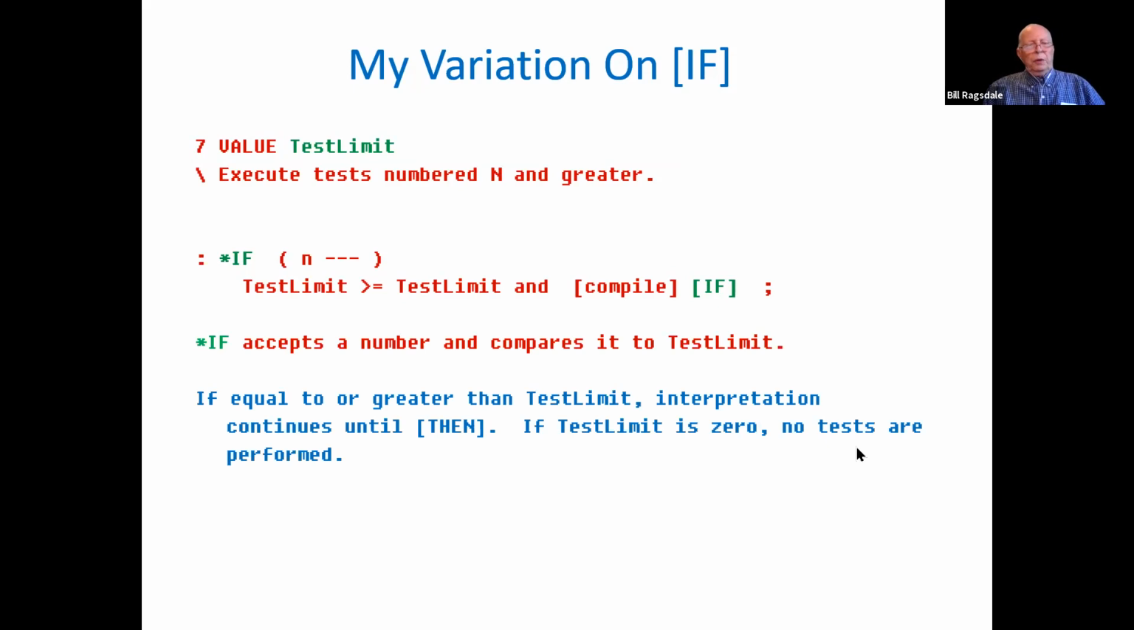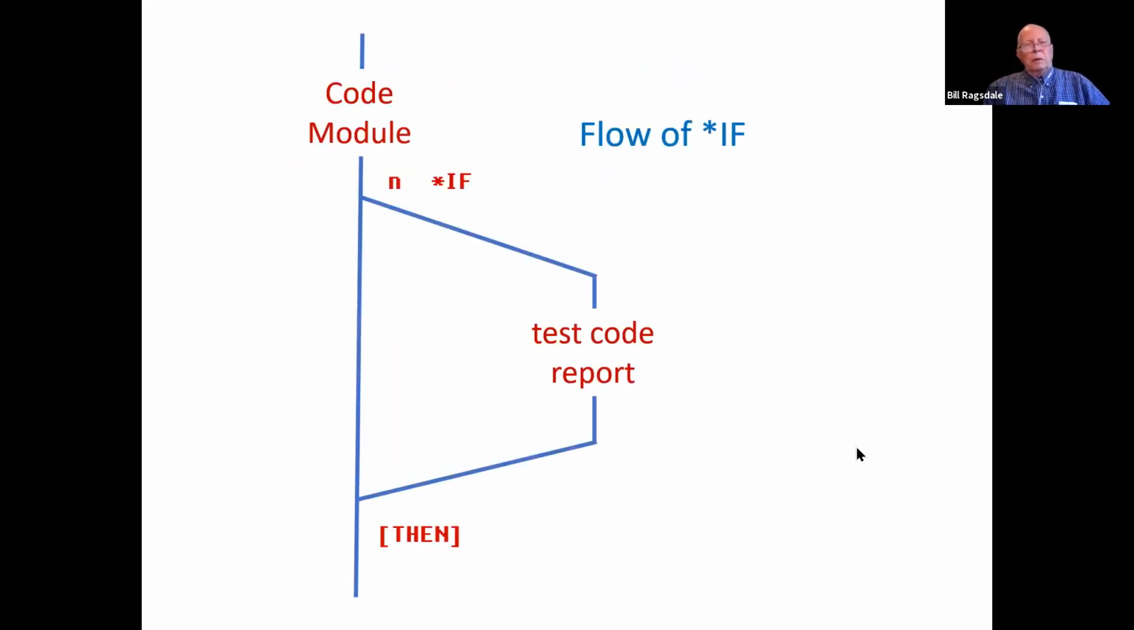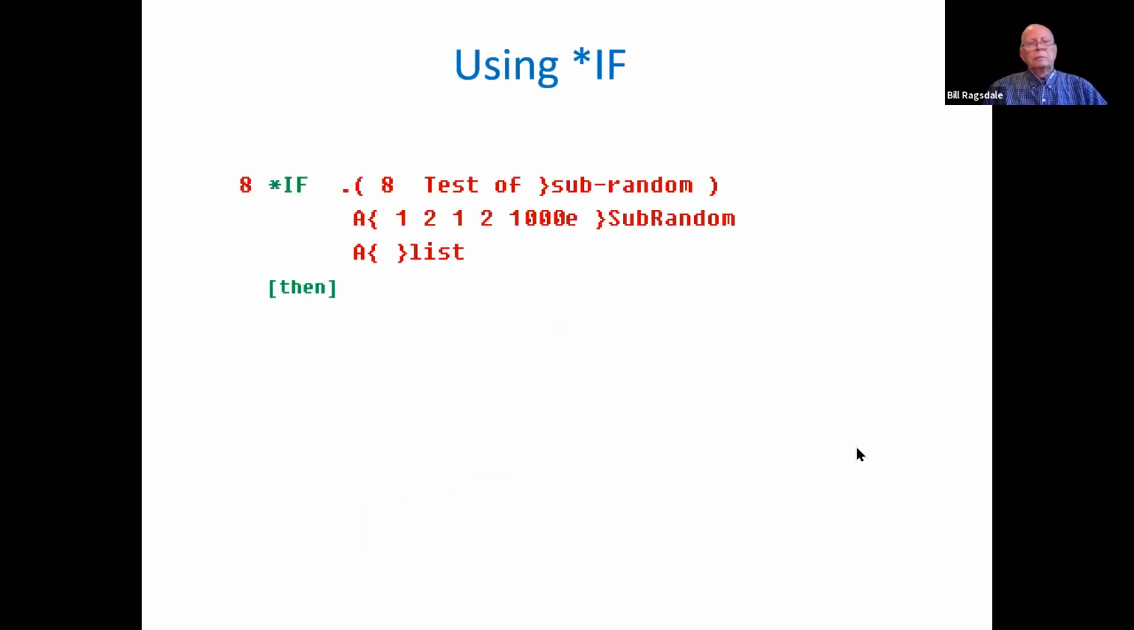So when you encounter an if, it's going to accept that number and compare it to the limit. If equal or greater, interpretation continues to X. Otherwise, it just skips to the then and no tests are completed. Here's the D chart for it. We simply have at the top left a code module. After the code module, we give it a test number. And then if that test number is equal to or greater than our test limit number, then the code sequence, test code, and report will be executed. Otherwise, the test sequence is jumped and we go to then.